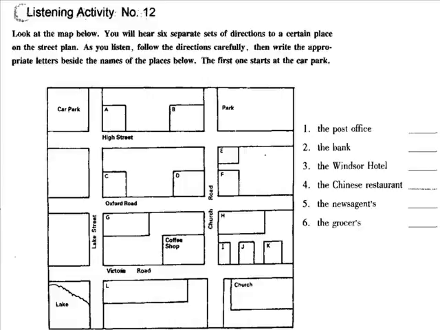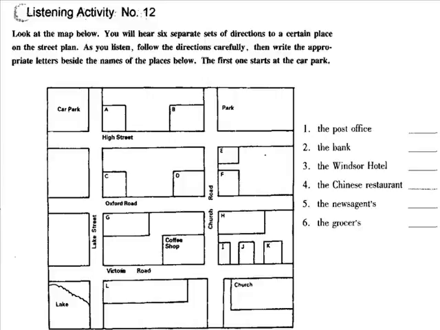Conversation 3. Excuse me, please. Could you tell me how to get to the Windsor Hotel? Yes, I think it's on Oxford Road. When you come out of the church, turn left and walk to the junction with Church Road, where you turn right. Go up Church Road, past the coffee shop on your left, and the Windsor Hotel is on your right, just past the coffee shop.